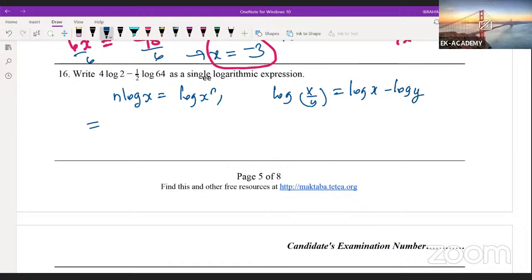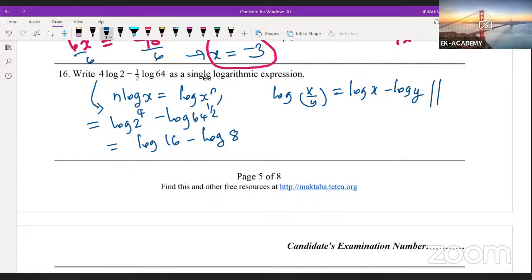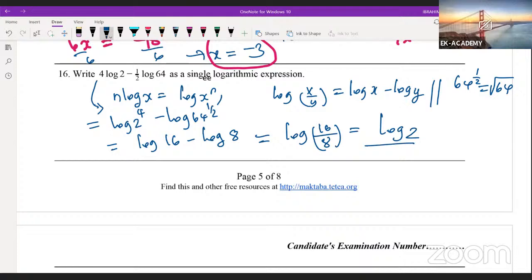So that expression is going to be equal to log 2 to the power 4 minus log 64 to the power half, equals log 16 minus log 8. Why 8? Because 64 to the power half is the same as the square root of 64. So that is equal to log 16 over 8 now, and the result is going to be log 2. Log 2 is our final logarithmic expression.